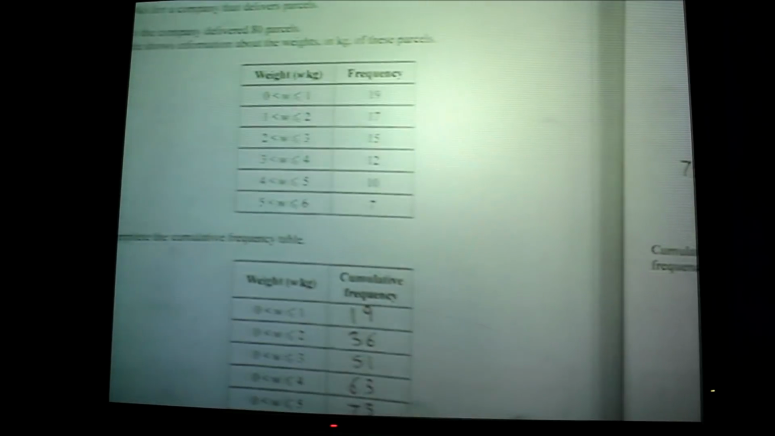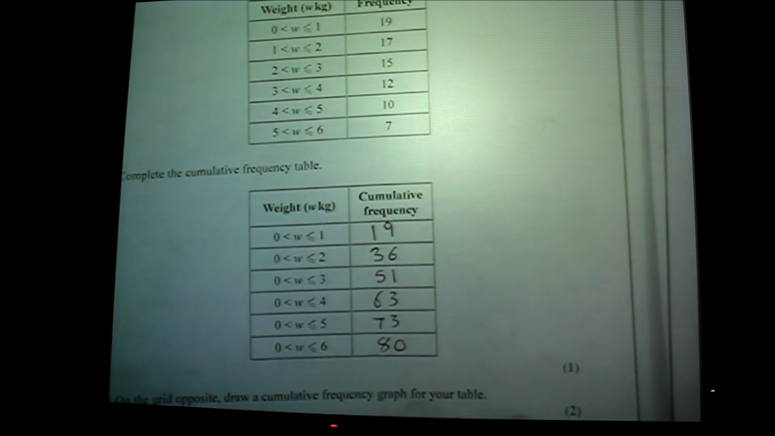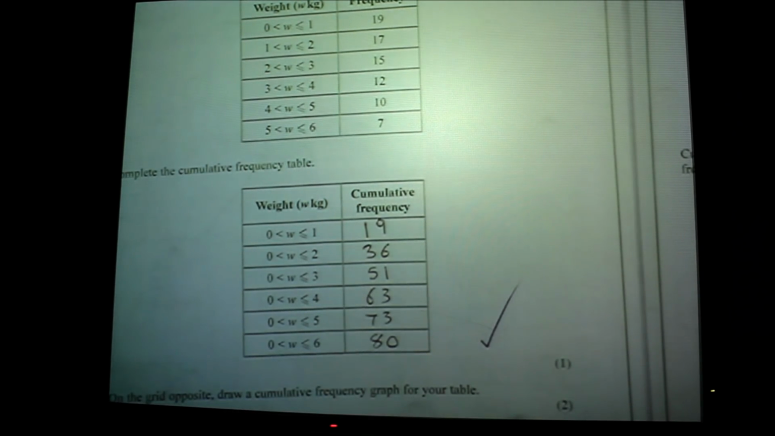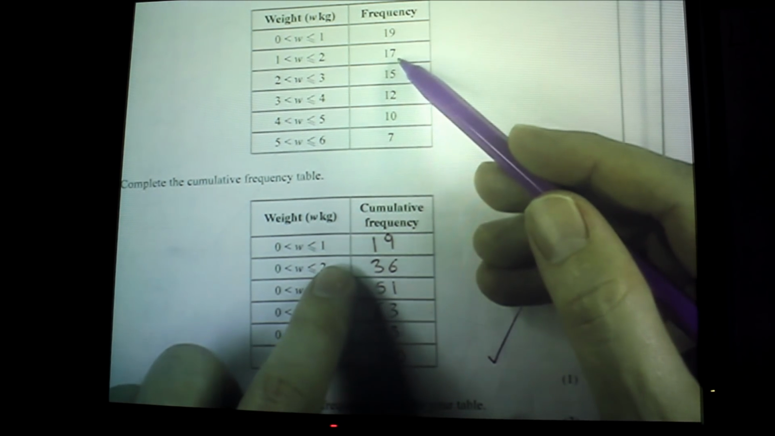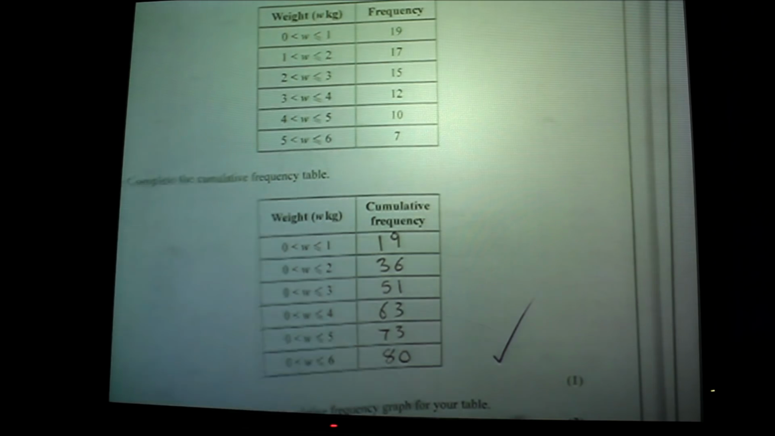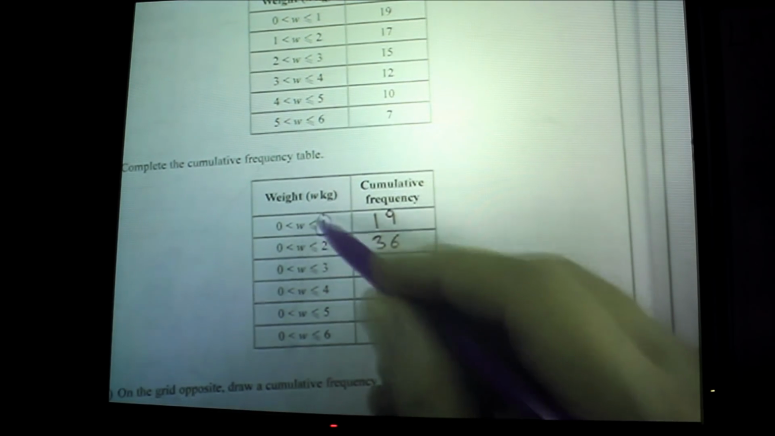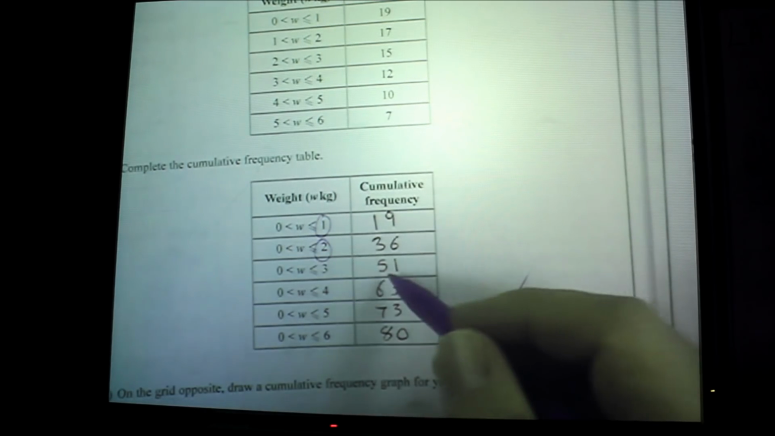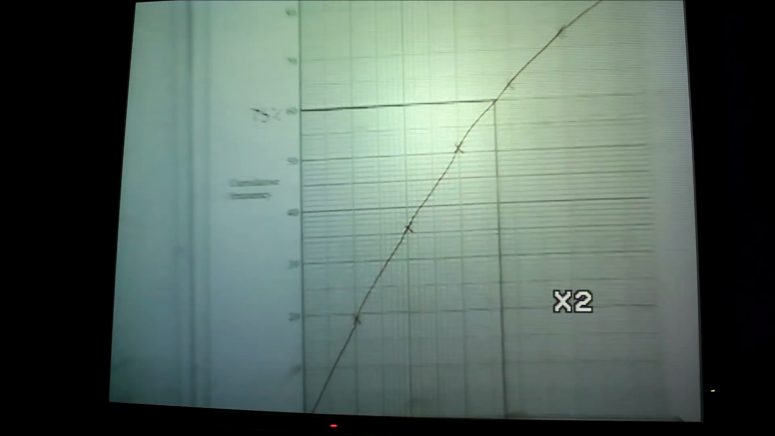Question 15. Cumulative frequency, nice and easy. 1 mark for this, dead easy, it's just adding up. So you add up as you go down. So 19 add 17 is 36, add 15 is 51, add 12 is so on. When you plot this on the next page, you've got to plot 19 against 1. You plot 36 against 2, 51 against 3, and so on. So it should look something like this. It's that line going down there.